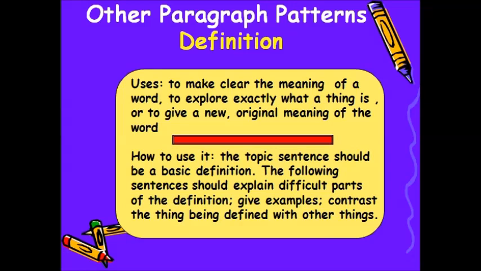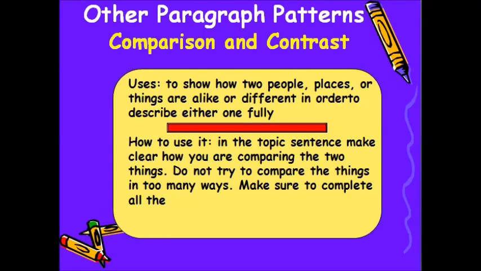Number one, definition. The definition pattern is used to make clear the meaning of a word, to explore exactly what a thing is, or to give a new, original meaning of the word. It is used in the topic sentence as a basic definition. The following sentences should explain difficult parts of the definition, give examples, and contrast the thing being defined with other things.